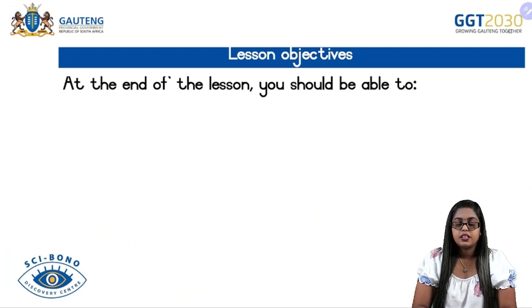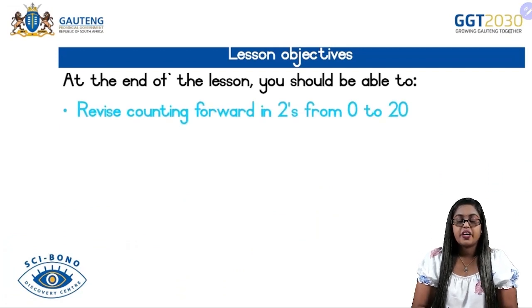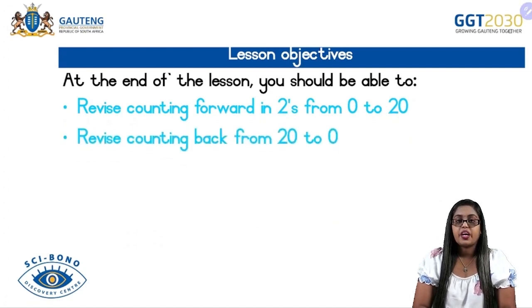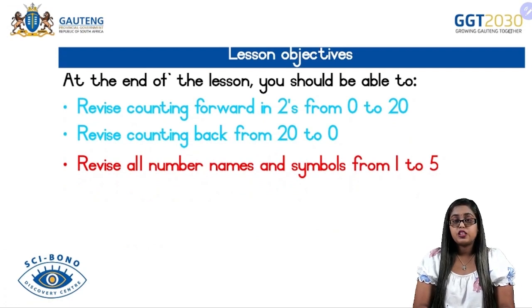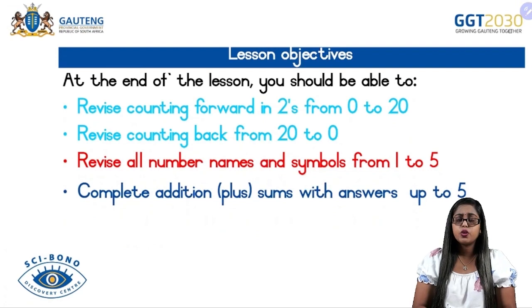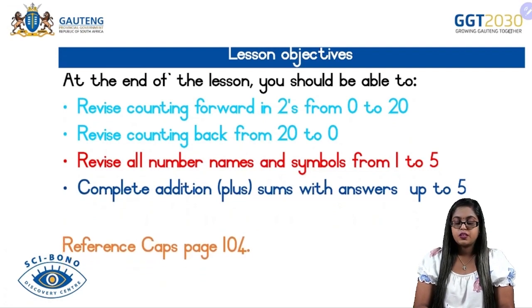At the end of the lesson, you should be able to revise counting forward in twos from the number 0 to the number 20. You should also be able to revise counting back from 20 to the number 0. Revise all number names and symbols from the number 1 to the number 5. And complete addition or plus sums with answers up to number 5. Our CAPS reference page for this is going to be page 104.